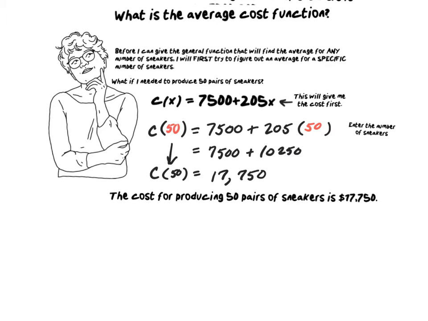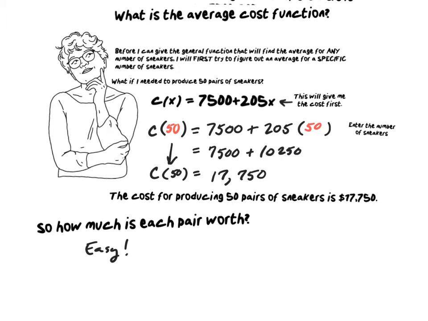And this brings me to my following question, the one that I am really trying to get to. How much is each pair worth? That isn't too hard to figure out. We know how much 50 pairs cost. So let's take the total, which is 17,750. That's the total cost for the 50 pairs. And then just divide it by 50 pairs. Once I do this, that will give me the cost per unit of output.